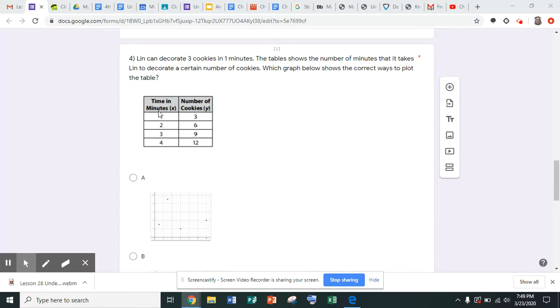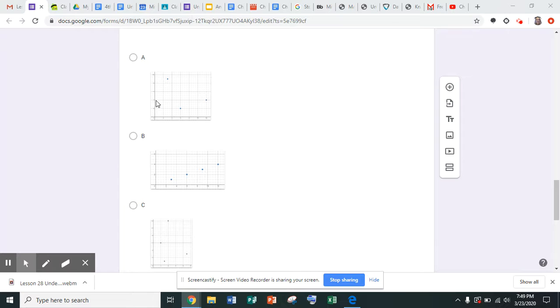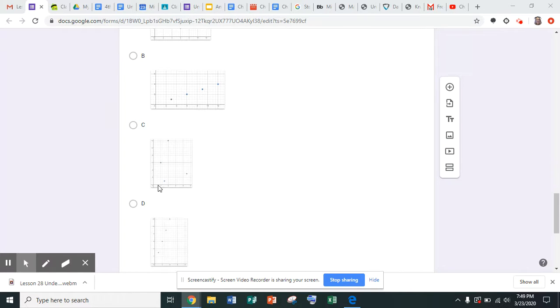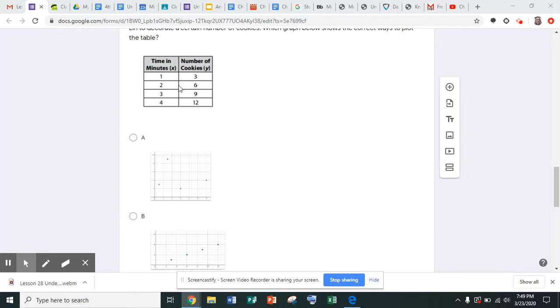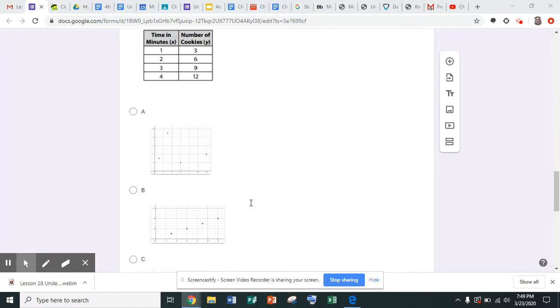So the time in minutes is your x coordinate. That's the one that goes across horizontally. And then your y is your vertical. So 1, 3. So over 1, up 3. So which one of these graphs, A, B, C, or D, shows these points plotted on the graph?